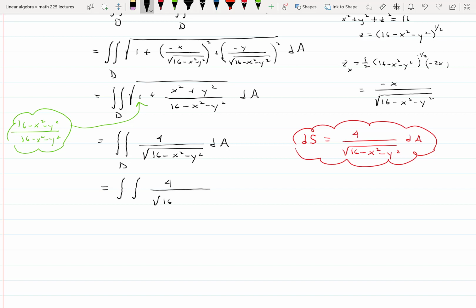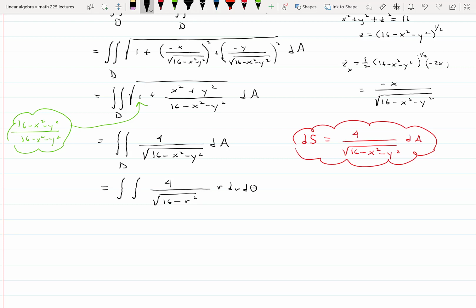So x squared plus y squared equals r squared. So this is 4 over the square root of 16 minus r squared, dA is, find my mistake, find my mistake if you can, dA is dr d theta. Good. I'm assuming that you found it. It's r dr d theta. We'll forget that little extra r.